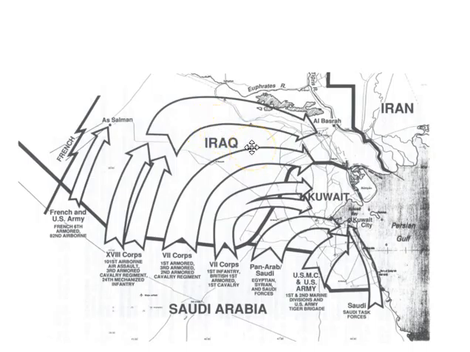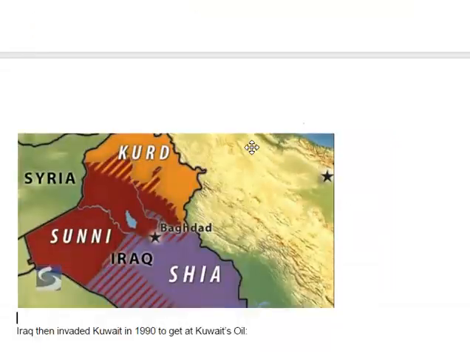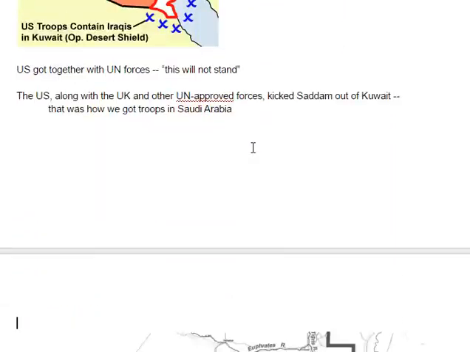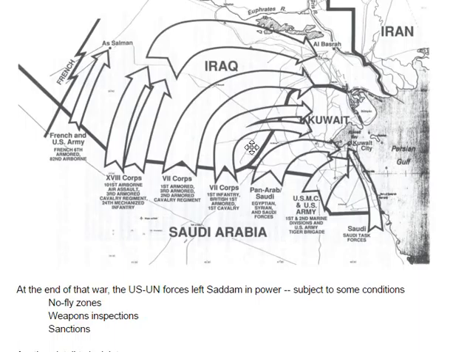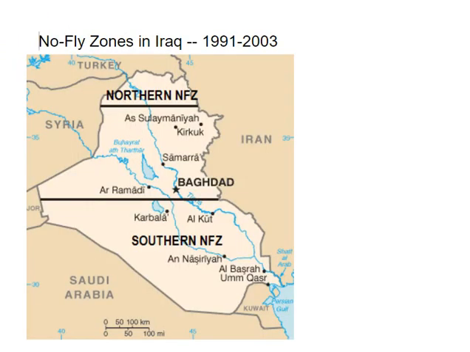And then after that war, sorry again for the jumping all over the place. After that, that's where we get the no-fly zones and the weapons inspections and the sanctions. And let me grab a map that shows the no-fly zones. Hang on one sec. Okay, so these are the no-fly zones, and the idea is the U.S. and the UN could have pushed all the way up to Baghdad and taken Saddam Hussein out of power, but we decided not to do that, and we decided to let him still rule his country.